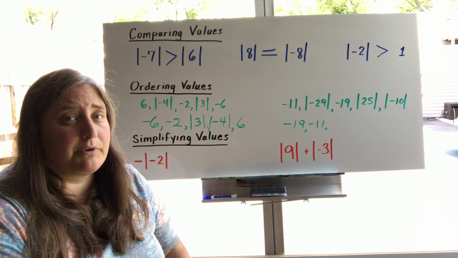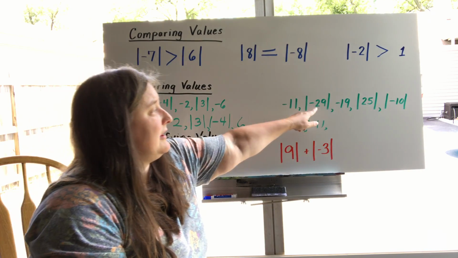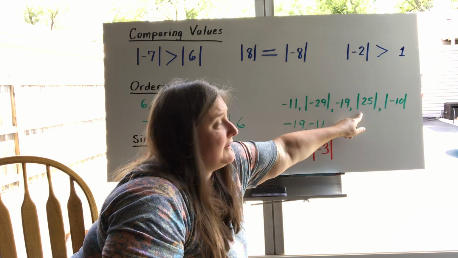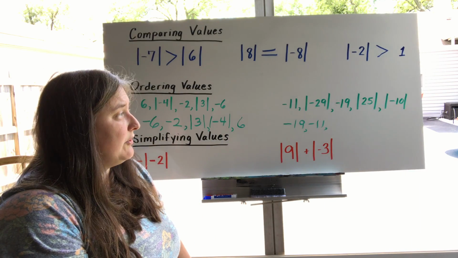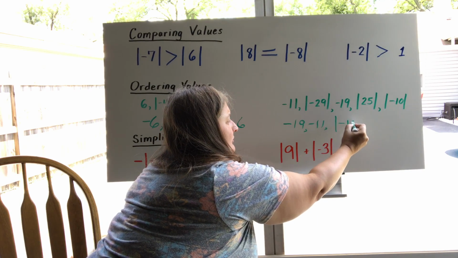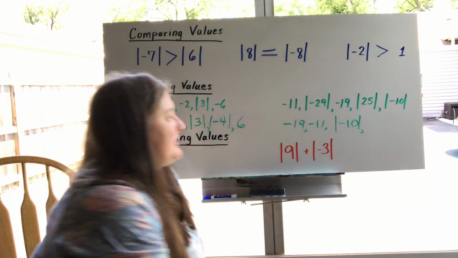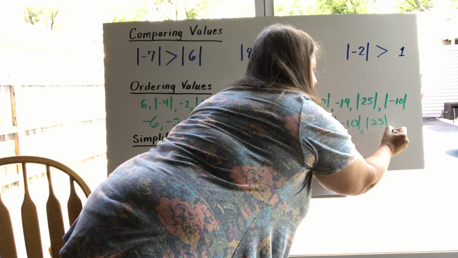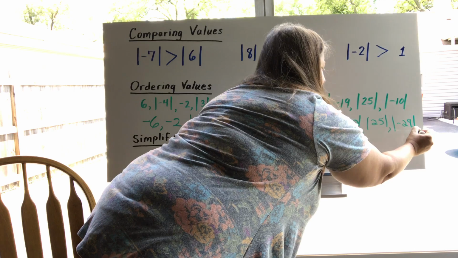Now I'm down to 3 things that are all in the absolute value symbols. So I've got -29, which is worth 29, +25, which is worth 25, and -10, which is worth 10. So of those 3, the next one in my list should be the absolute value of -10, which is worth 10. Then out of my 2 left, be the absolute value of 25, which is worth 25. And finally, my largest, the absolute value of -29.